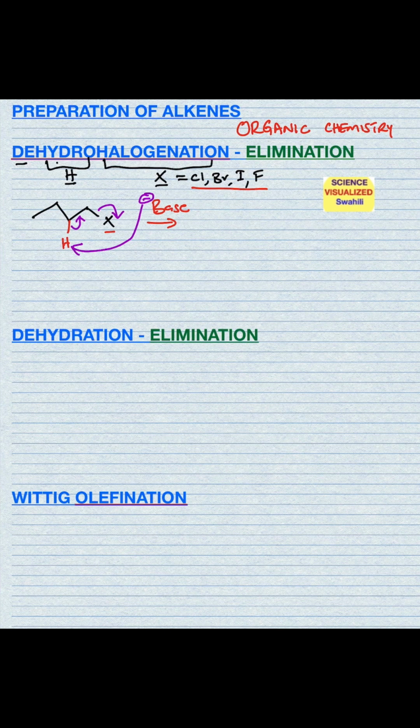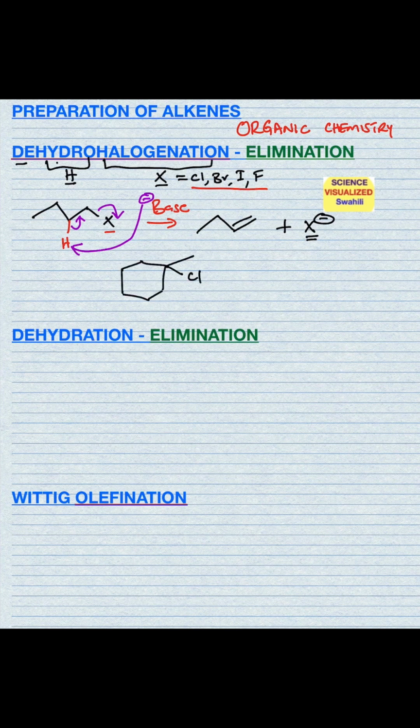And the product for that is going to be, now we made an alkene there after we lose the hydrogen, and then the halogen left. So we get an X minus. And remember, this could be a Cl minus, Br minus, I minus, or F minus, depending on which halogen you're using. I'll show you another example.